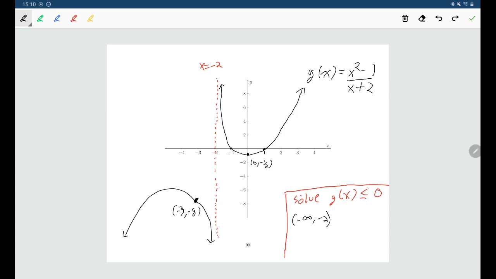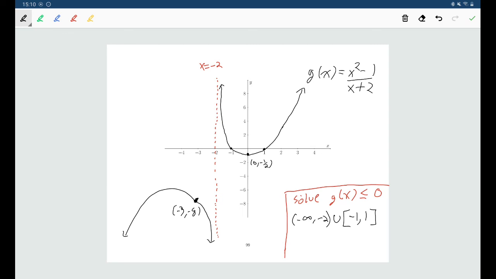Since we're looking for where we are below or at the x-axis, then we will say that it's everybody from the far left up to -2, together with everybody between -1 and 1, including both of those endpoints. And there we go. That's my solution to that inequality problem, solving where that inequality g of x is less than or equal to 0.